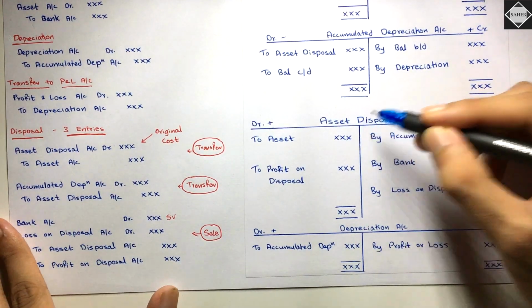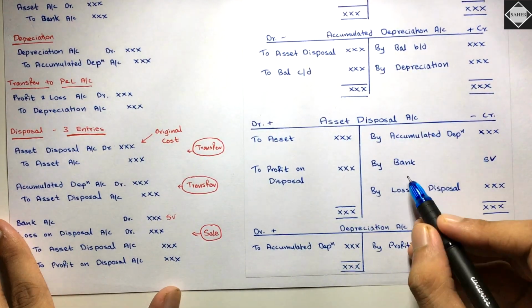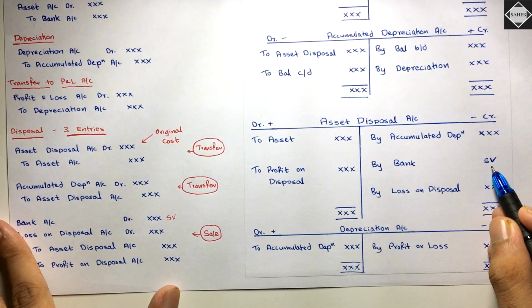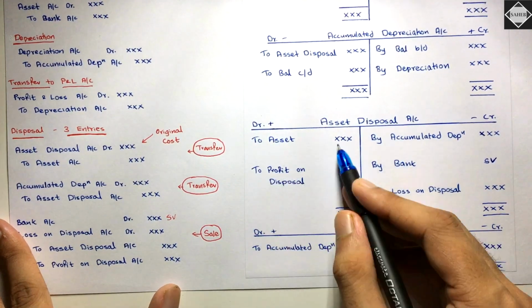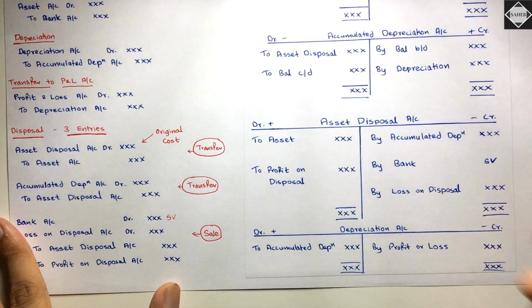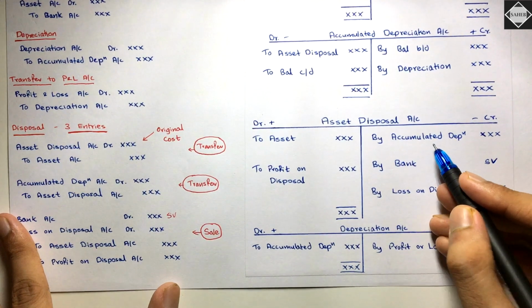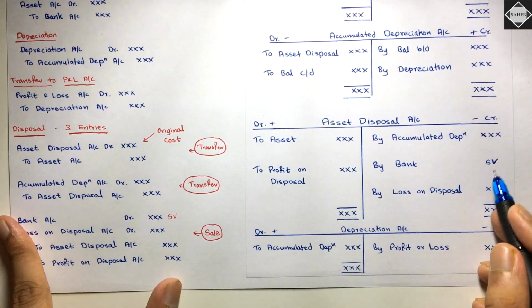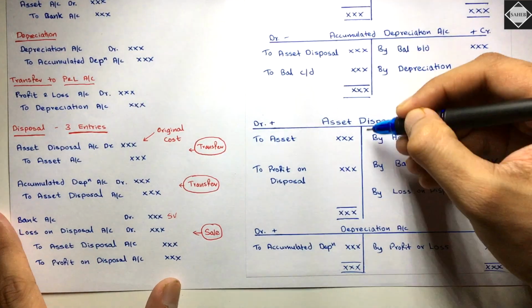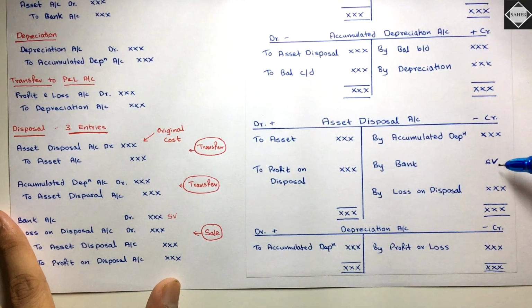So asset disposal is decreasing because of the money you have received by selling off the asset, by bank, the sale value. Is it clear? Here the asset will come at original cost. Here you have taken the depreciation till the date of sale, which is called accumulated depreciation, and then here you are taking the sale value of the asset, for how much you have sold, by bank. Is it clear? Asset disposal is decreasing because of bank.